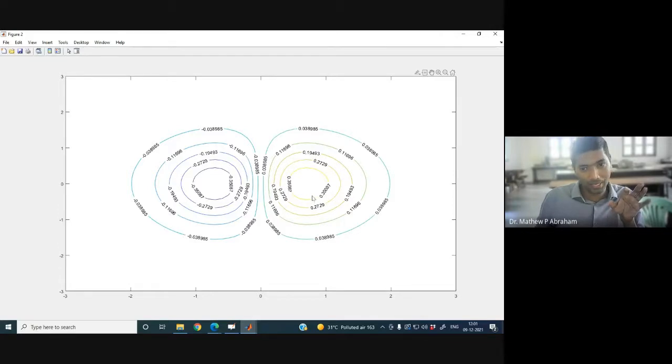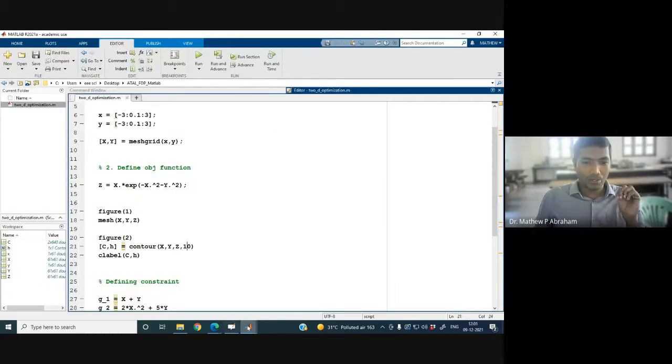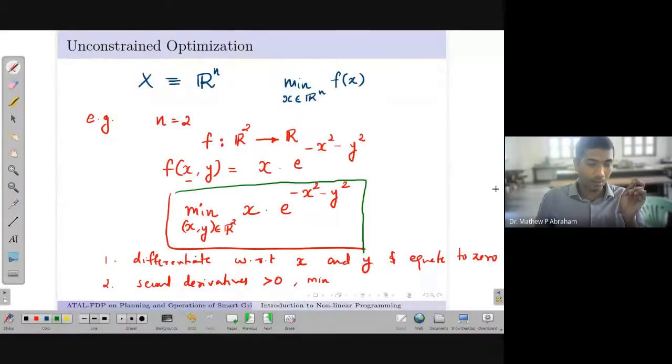So this is getting to a point somewhere here, and this is getting to a point somewhere here. We can use the first derivative to get the point, which could be a maximum or minimum, and we can use this contour plot to identify which is the maximum or minimum. That is how we can graphically view what is happening in an unconstrained optimization problem.